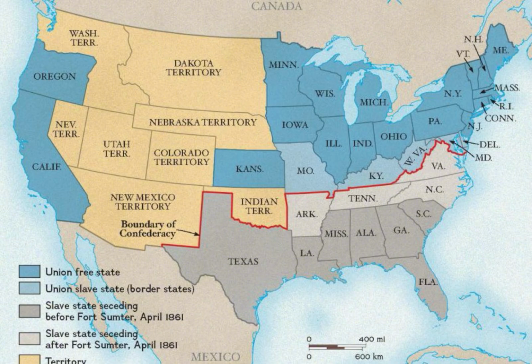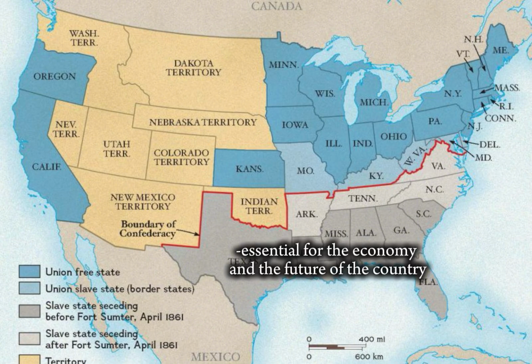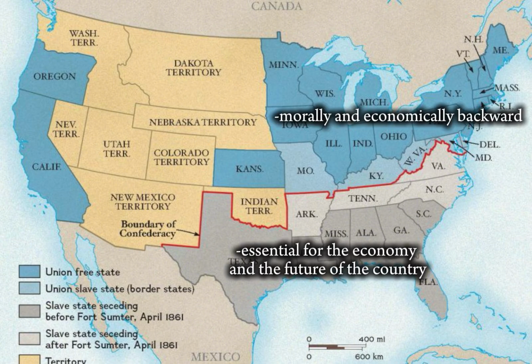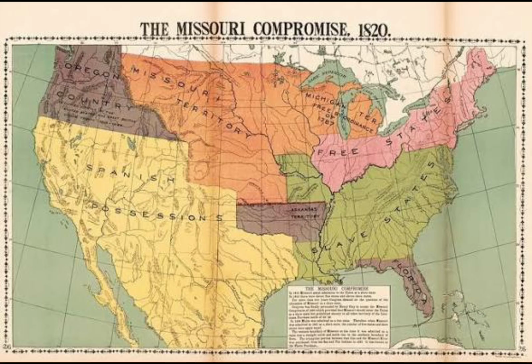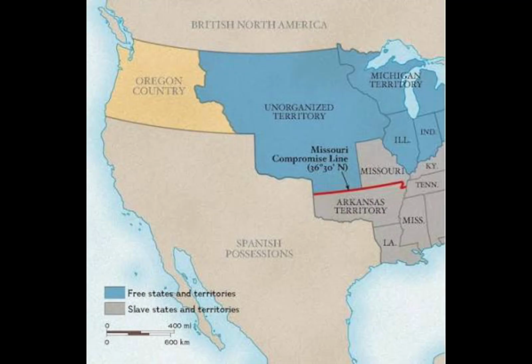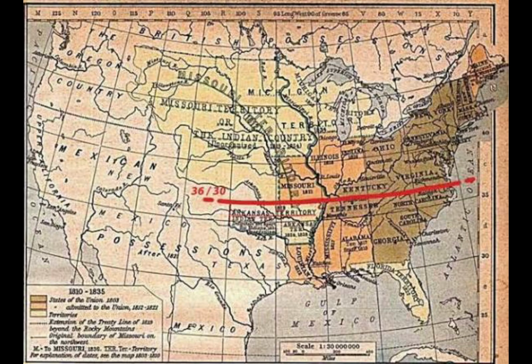Southerners viewed slavery as essential for the economy and the future of the country, whereas the North viewed it as morally and economically backward. Conflicting opinions led to the need for congressional mediation, such as the Missouri Compromise. This compromise dealt with Missouri's statehood, as Missouri was admitted as a slave state and Maine was admitted as a free state, satisfying the equal division of slave and free states. It also established the 36-30 line, dividing the rest of the Louisiana Purchase territory and prohibiting the expansion of slavery north of that line, excluding Missouri itself.